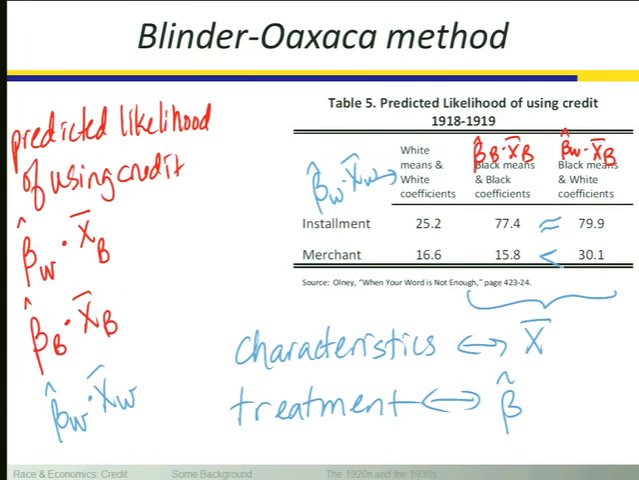Take that same exact family and change one thing about them, and that's their skin color. The only thing you change is their skin color. Take that exact same family and change their skin color. That is, treat them as if they are white, and what do you get? Double. Twice as big. 30% likelihood of using merchant credit.